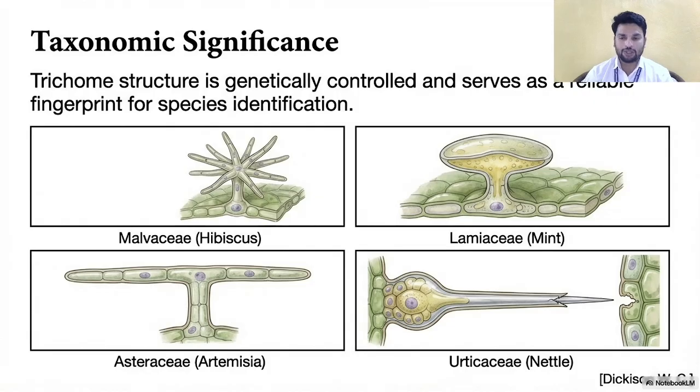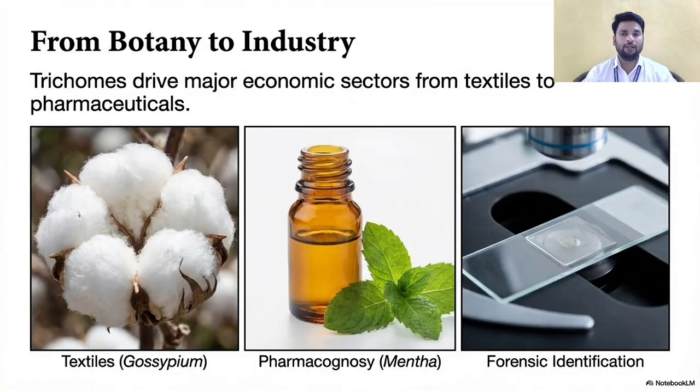Asteraceae having a typical structure, T-shaped trichomes found in the Asteraceae family, that is Artemisia, and the Urticaceae family, Urtica dioica plants having scale-like trichomes present in the Urticaceae family, that is nettle.